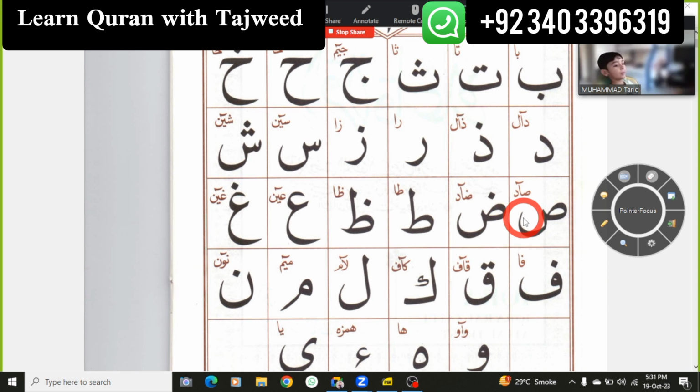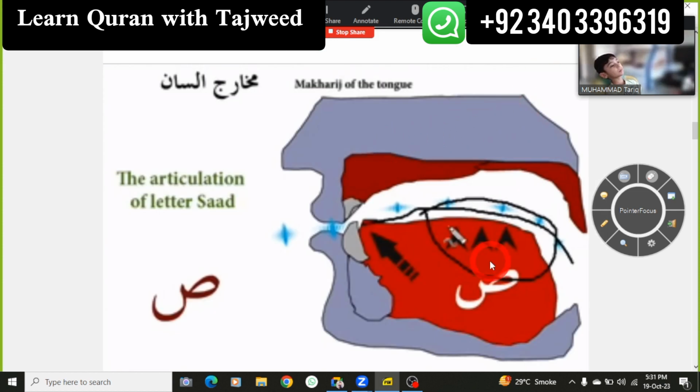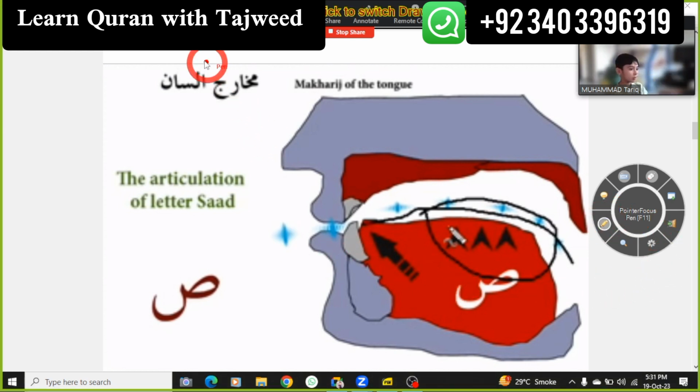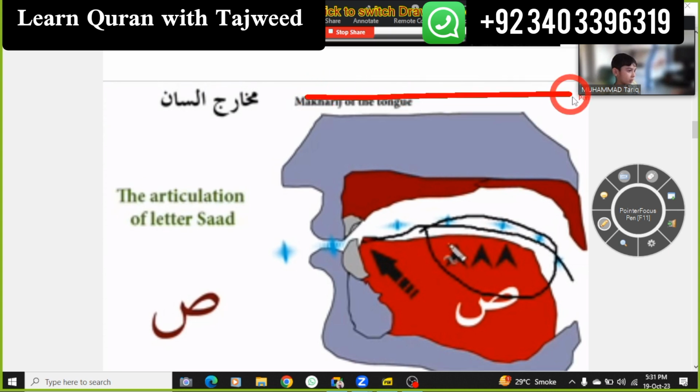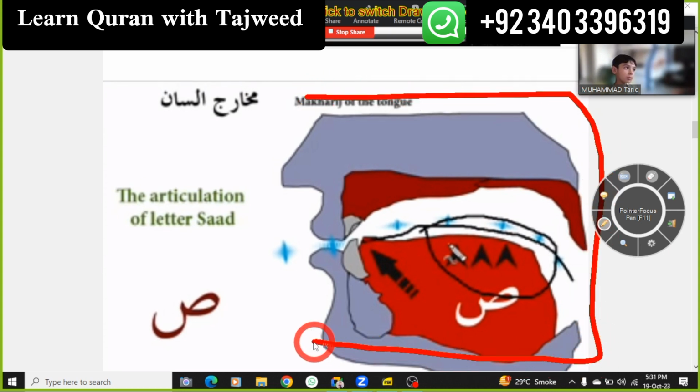Sod. Okay, now I will show you how to pronounce it properly, okay? So, the thing is that this is the side of the mouth. This is the side of our mouth. As you know, these are the lower front two teeth. These are lower front two teeth.